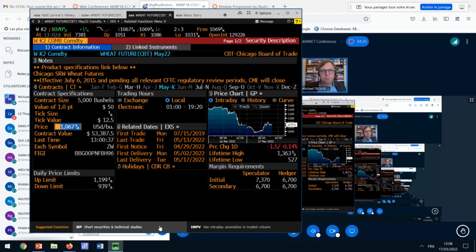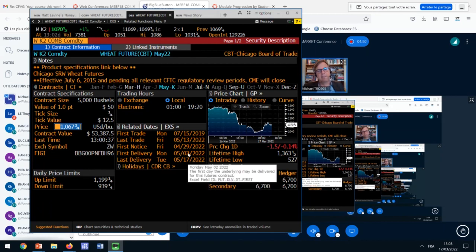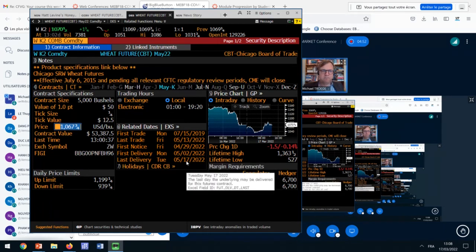And then what else do we have? That's more or less the information we have on this first descriptive page. So this is the delivery date for this contract. This is the May 2022 contract, so that's the next contract. You have to deliver between the 2nd of May and the 17th of May if you carry the contract up to maturity. We will have to discuss this in a minute.